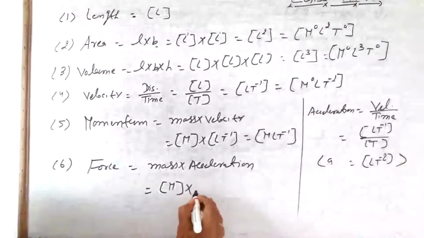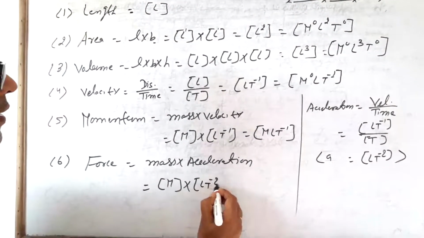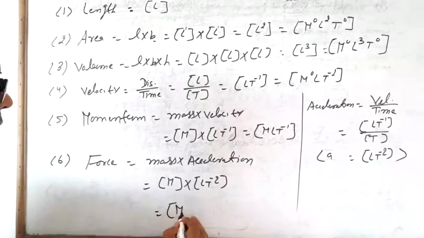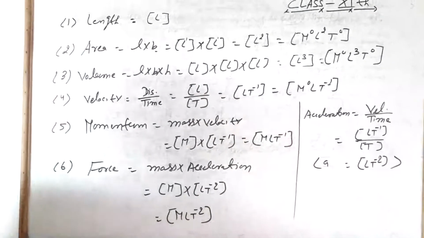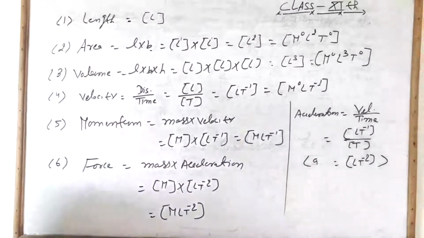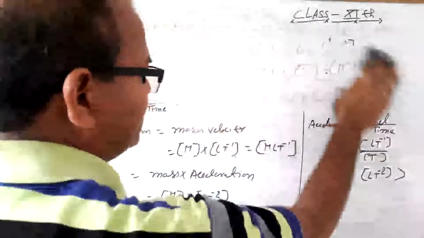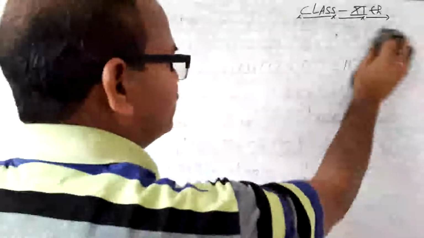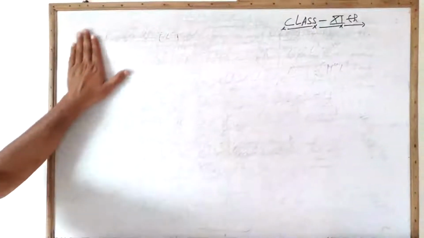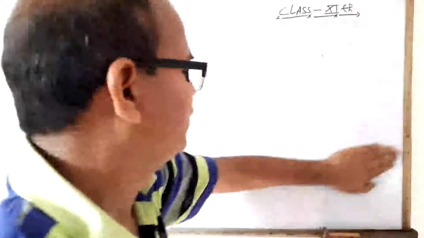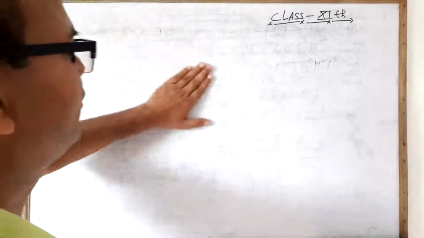So the dimensional formula of the acceleration is L T inverse 2, then it becomes M L T inverse 2. This is the dimension formula of the force. Students, if you write the dimension of any physical quantity, first you write the appropriate formula of this physical quantity, and then you can write the dimension with the help of the fundamental units.